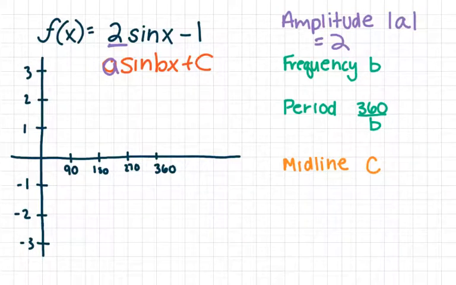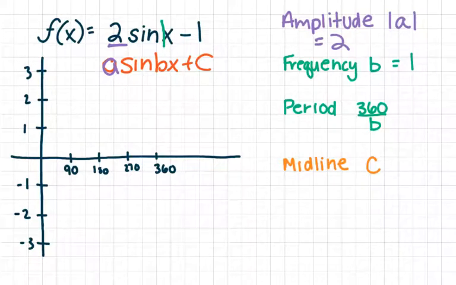The frequency is going to be equal to my b value. In this case, we don't see a b value there because it's just 1. The frequency of 2 sine x minus 1 is equal to 1. The frequency, remember, means that from 0 to 360 degrees, we will be able to complete one full sine curve.